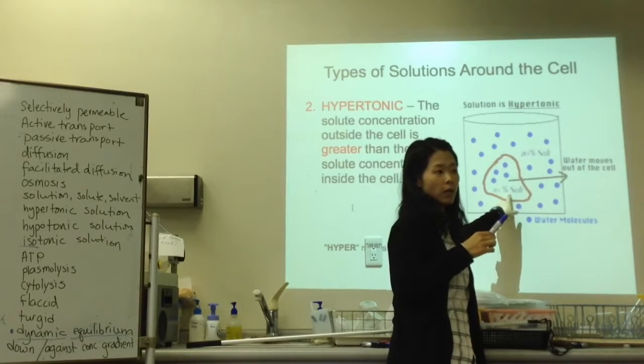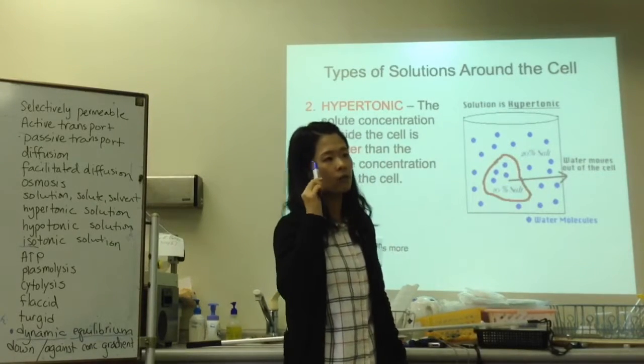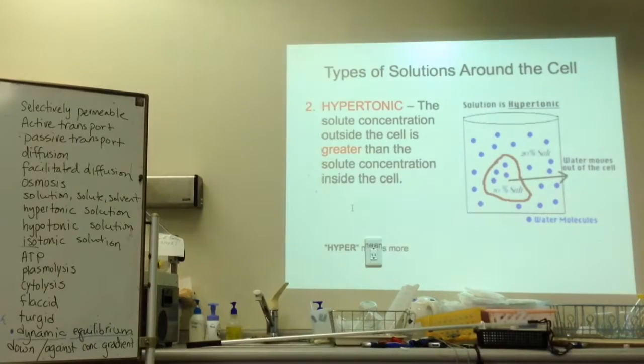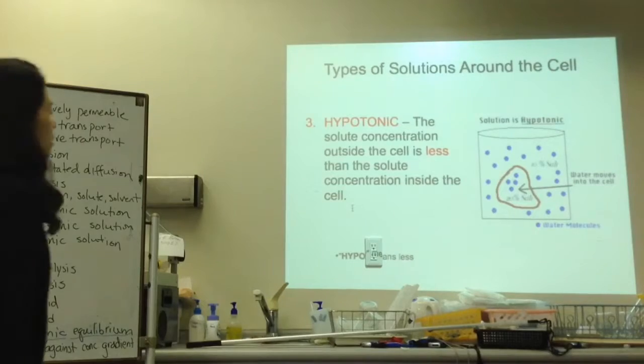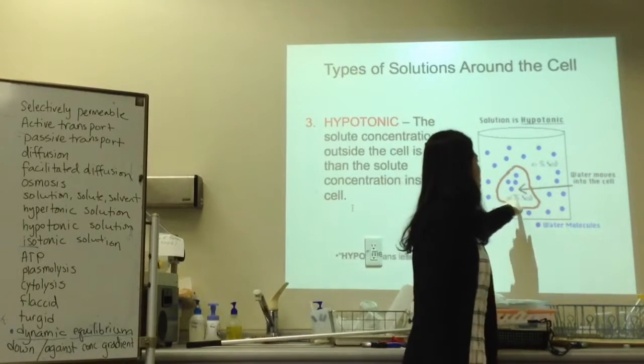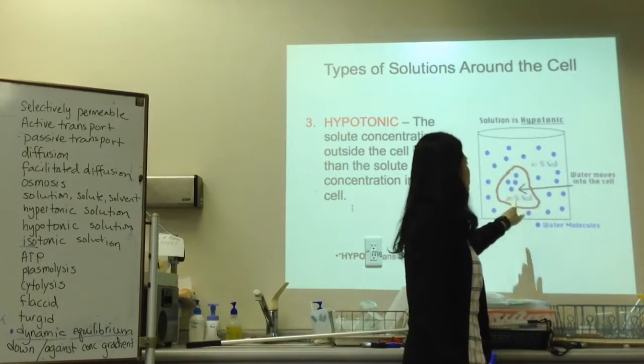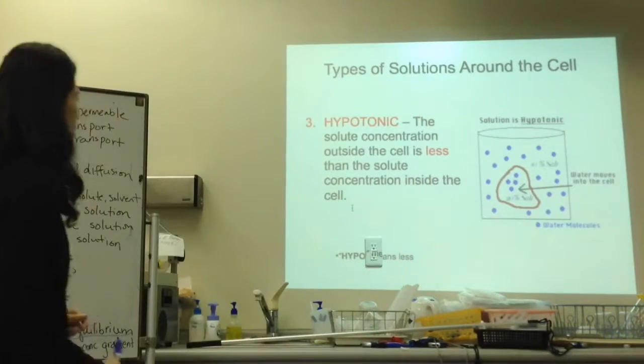Hypo means under, right? So you sort of have to think about what the scenario is. Hypo is the opposite. Here, the solution in the cell is 20% salt, this is 10%. That's hypo. Hypo means less.